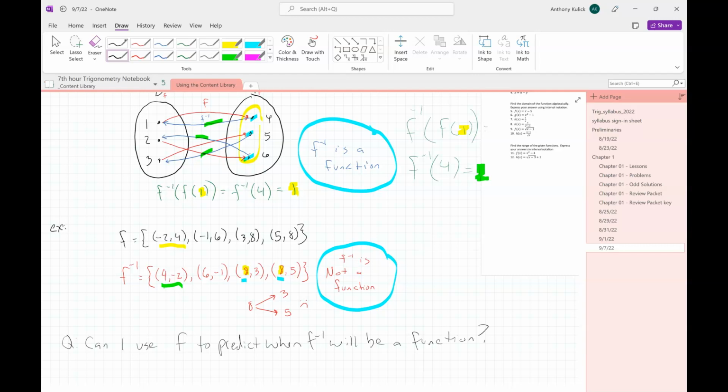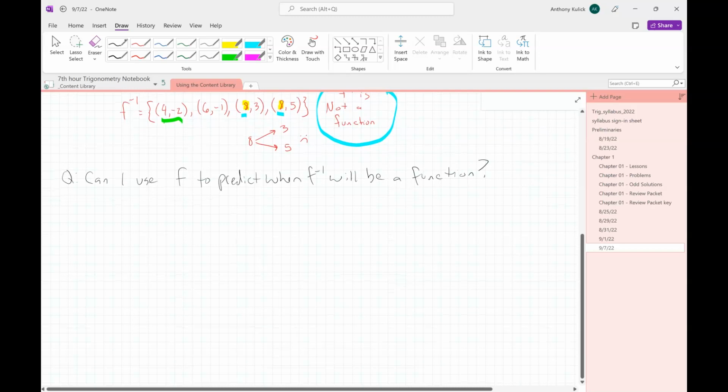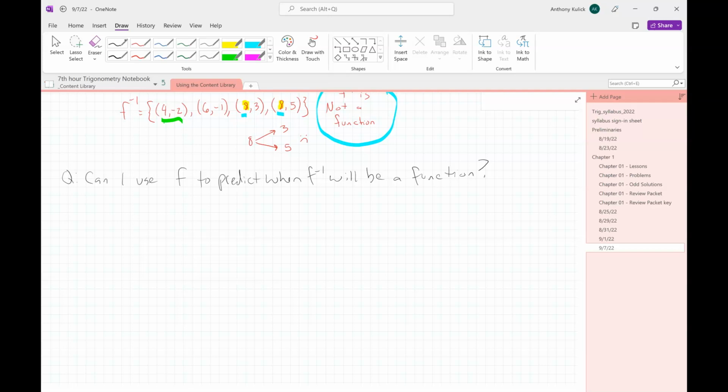Can I use f to predict when f inverse will be a function? We've seen sometimes it might be a function, sometimes it won't be a function. Would it be nice to be able to look at f and know beforehand whether we should be getting a function back or not? Yeah. And that's what we're going to build out and do here today.